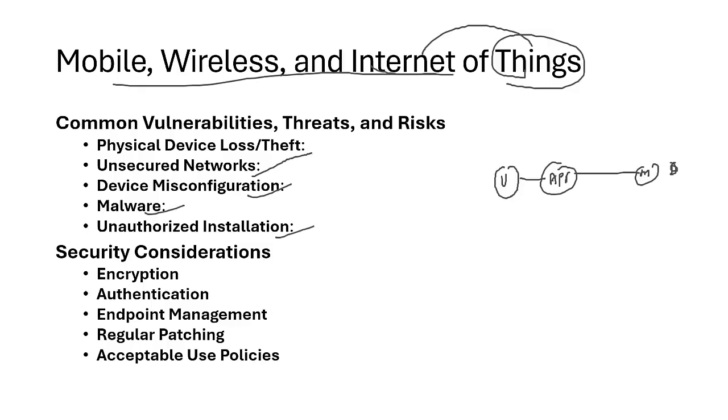When you're talking about malware, mobile malware can be propagated via SMS, WhatsApp, or drive-by download to compromise the data. And we also have unauthorized installation, where the user might install some unverified app, introducing backdoors and spyware. So always remember one thing: the most effective security control to keep the data on mobile is encryption.